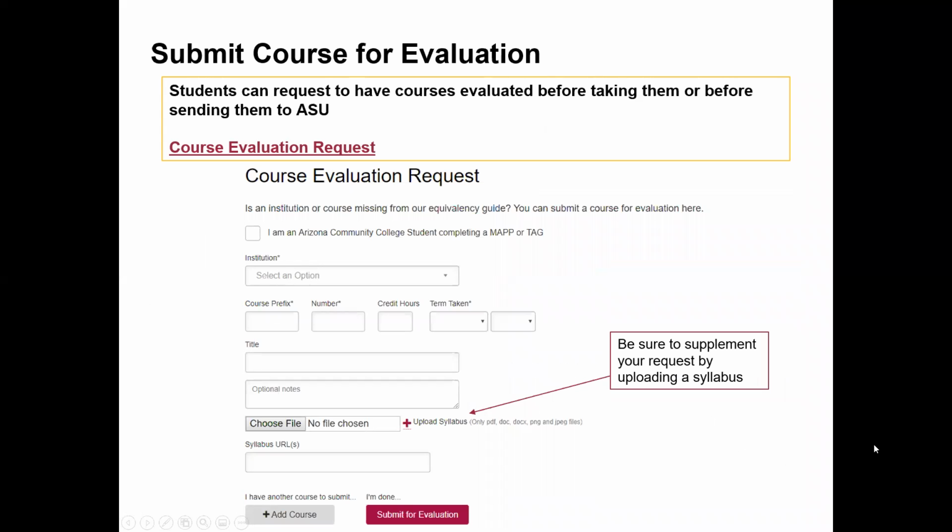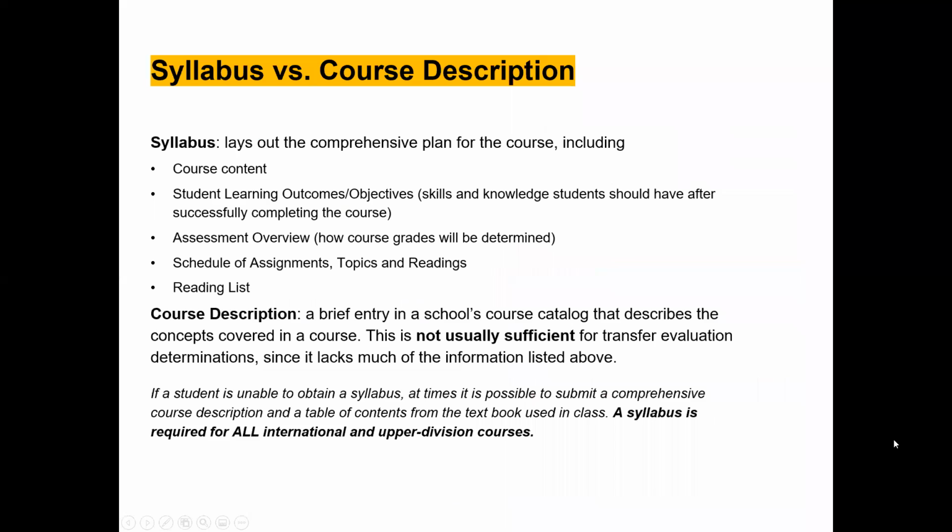When you submit a course for evaluation, this is the drop-down menu that populates, and you'll notice you must supply a syllabus for the evaluation to occur. And the reason for that is a syllabus lays out the comprehensive plan for the course, including the content, the learning objectives and outcomes, the assessment overview and how grades were determined, the schedule of assignments, topics, readings, maybe even a reading list, versus the course description, which is really a brief entry in a school courses catalog that describes the concepts in the course, but it's not usually sufficient for a transfer evaluation determination. So keep that in mind.